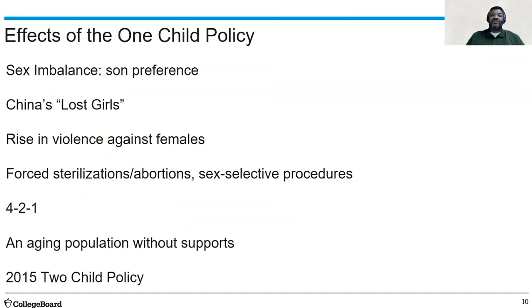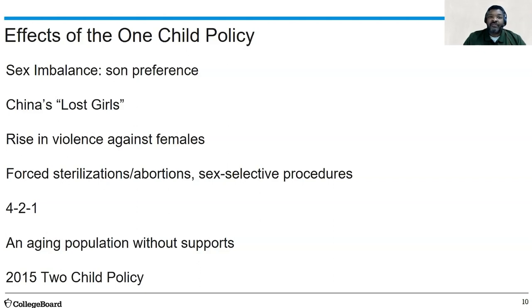What are some of the effects of the one child policy? First, it led to a severe sex imbalance that we saw in the video where we just studied sex ratios. This is attributed to the preference for sons. Sons are seen as the economic movers of the family, and at the same time, they prolong the family name. This has led to what many scholars call China's lost girls through sex selective abortions, female infanticide, and female abandonment. At the same time, you've had a rise in violence against females.